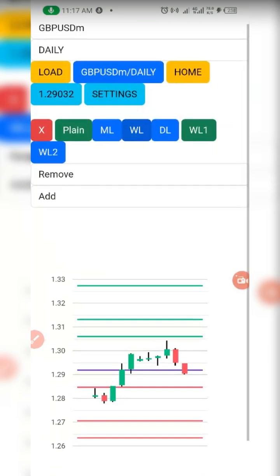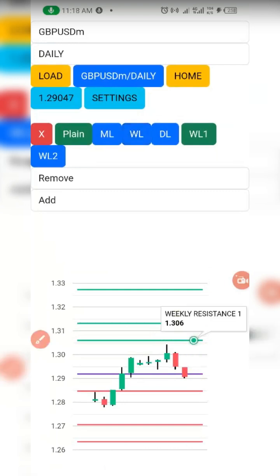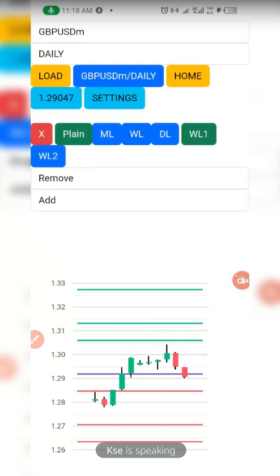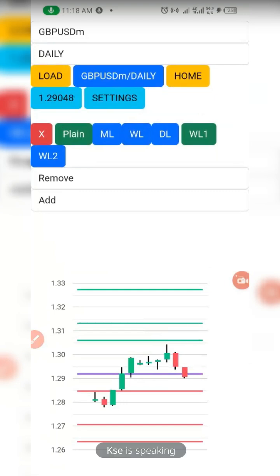So, for instance, if we are supposed to take this trade as a sell, my stop loss is supposed to be above this level. Are you getting me? How do you get the level? Just type it. You'll see that it's 1.306. So my stop loss might be 1.310 or 1.311. It should be above 1.306. That's where my stop loss will be.